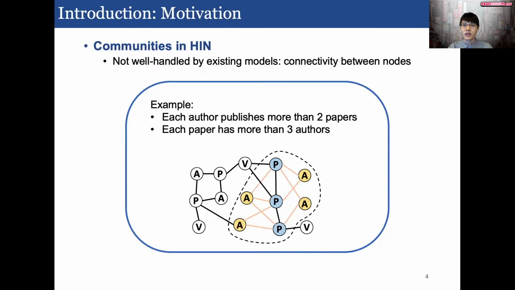Community detection and community search are common tasks in graph analysis. However, in HINs, they are not well handled by existing models. For example, the connectivity between different types of nodes can be heterogeneous. In the BIP network, we may want to find a community where each author publishes more than 2 papers and each paper has more than 3 authors. However, no existing models can deal with such constraints.